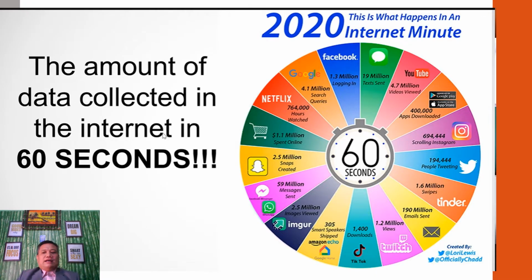So, as what we have here, the amount of data collected on the internet in 60 seconds. In one minute, 3.5 million searches are performed on Google, 900,000 users log into Facebook, and 4.1 million videos are viewed on YouTube. But that's not all. In just 60 seconds, you spend 751.22 US dollars online, download 342,000 apps, and send 452,000 tweets. Surprised? There's even more.